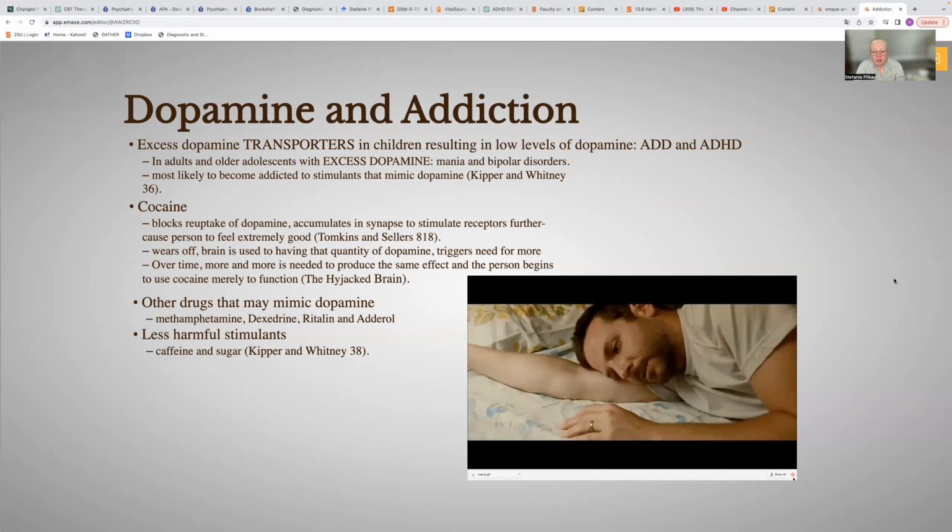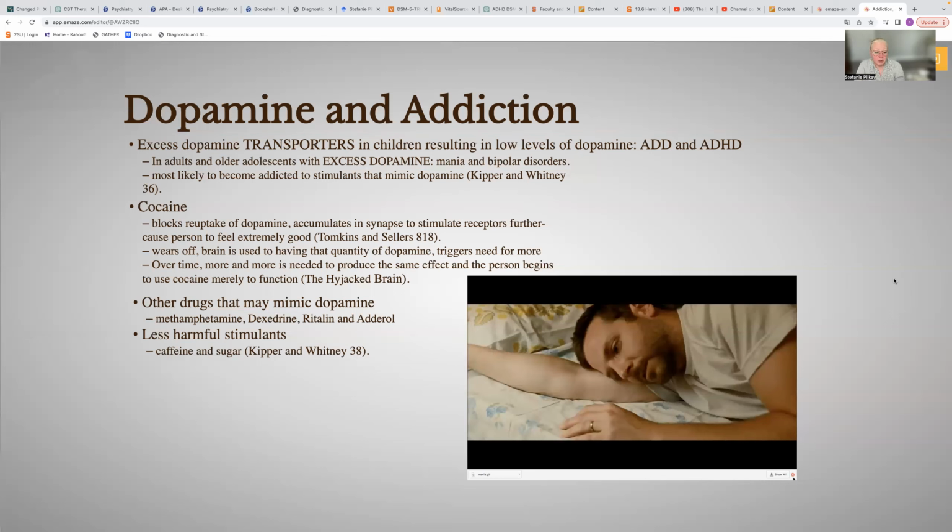Cocaine in particular blocks reuptake of dopamine. It accumulates in the synapse to stimulate receptors further, which causes the person to feel extremely good, like dopamine times 1,000. It wears off. The brain's used to having that quantity of dopamine, because remember, the brain thinks that the cocaine, because it's triggering the receptors, is dopamine. So the brain thinks, I'm used to having that much, so it triggers the need and the desire for more. Over time, more and more is needed to produce the same effect. The person begins to use cocaine merely to function.